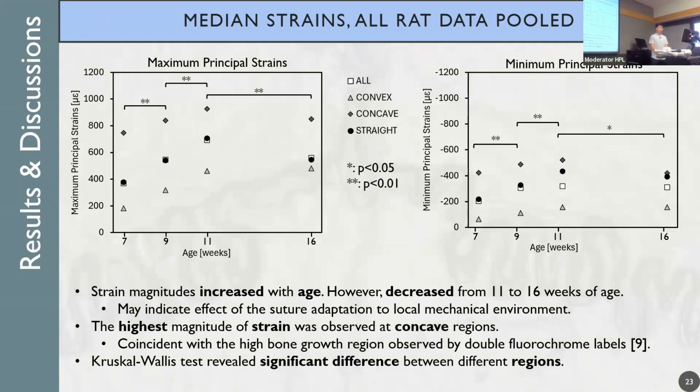So when we see all the points together, there's an increasing trend. The magnitudes were increasing with age up to 11 weeks of age. Then it was decreasing up until 16 weeks. But if we look at all the different regions separately, the concave region had high magnitude of strain regardless of the minimum or maximum principal strain, which also coincided with the high bone growth.